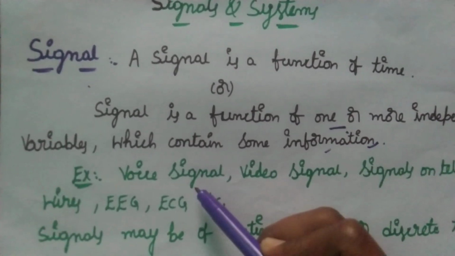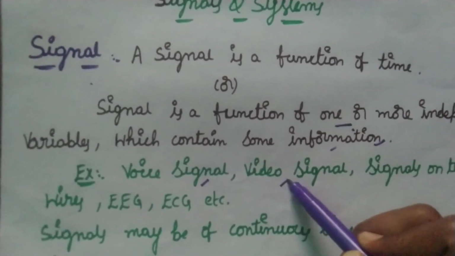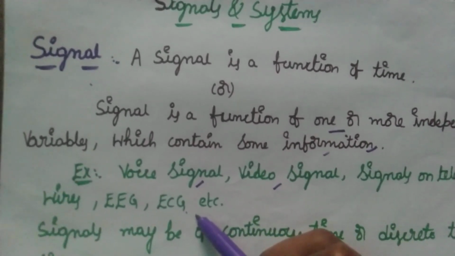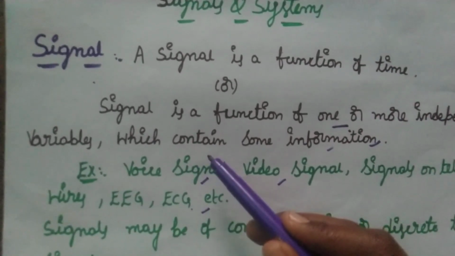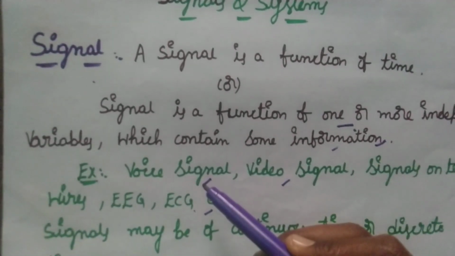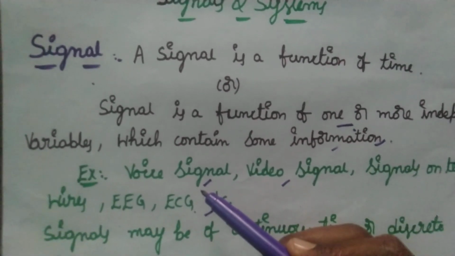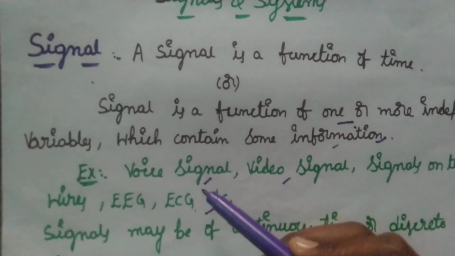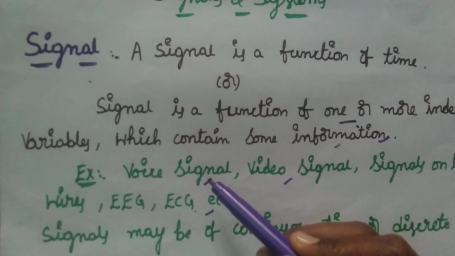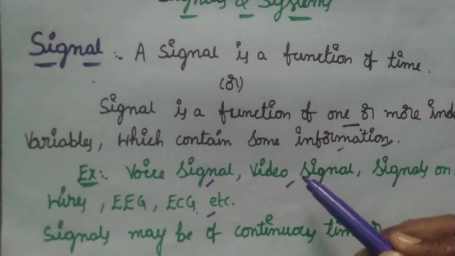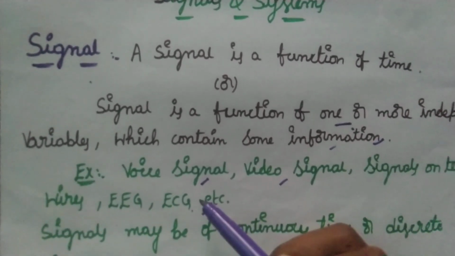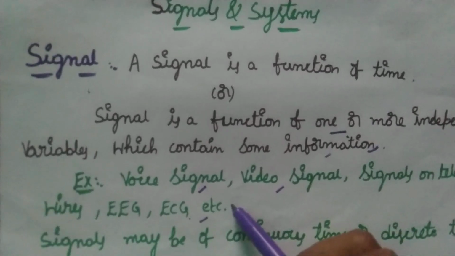Examples of signals are voice signal, video signal, signals on telephone, voice, EEG, ECG, etc. We know the voice signal. Whenever we are talking, signals are produced, and those are analog in nature. These are some of the examples of signals.